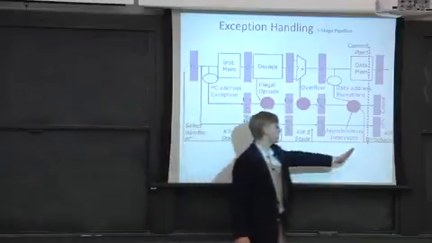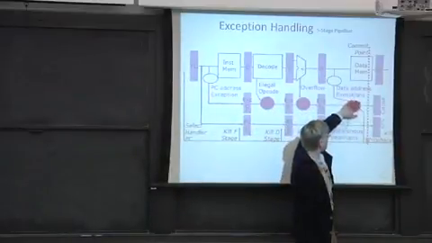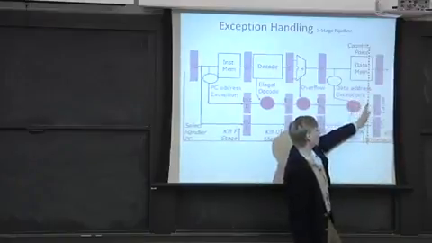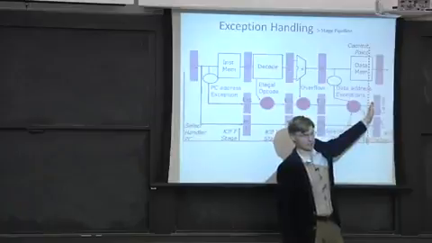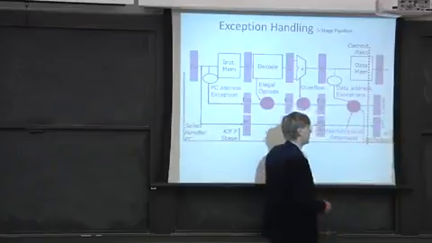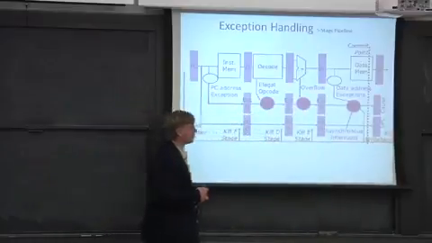So by the time we get to this red dashed line here, after the computation of the exceptional PC and everything, we know that we're going to be committing. Or at least we have a thumbs up or a thumbs down. And if it's a thumbs down, we kill everything behind here.